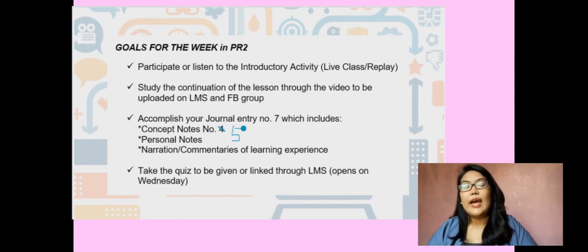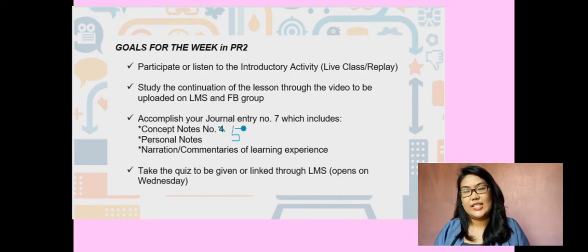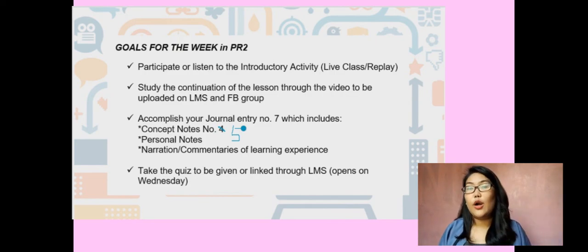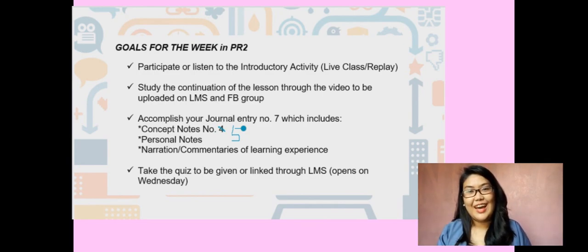You can put it. And lastly, you are to be reminded of the quiz that you should take on Wednesday. It will be opened on Wednesday through LMS. Okay, it's just that it's not yet sure if it's directly on the LMS or if you will be given a link to Google Form. Okay, for you just to log in to your LMS account. Okay, I guess that's it.